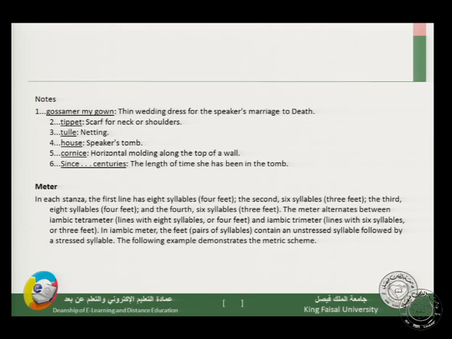House, there was the speaker's tomb here. The house here refers to the speaker's tomb or grave. Cornice, okay, this is the projection found on buildings or houses, a horizontal molding along the top of a wall. Then centuries: the length of time she has been in the tomb.